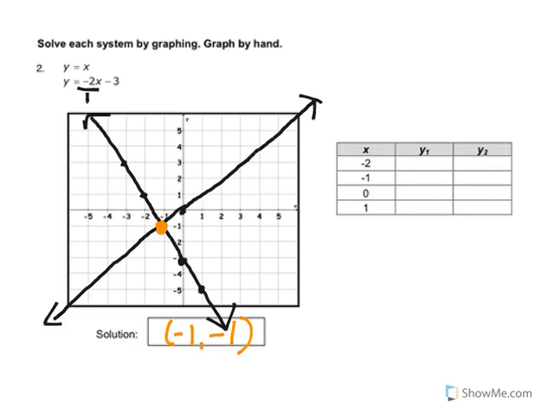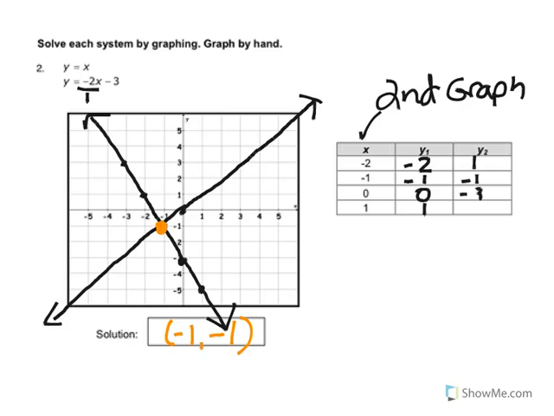Now, you can also go to your table and put in these values for x. Remember, to get to the table, you're going to hit second graph. Then we're going to look at where x equals negative 2. And we get negative 2, negative 1, 0, 1. And then on the other one, we have positive 1, negative 3, negative 5. And so we can see right here, this is the place where both the y values are exactly the same. So the solution is negative 1, negative 1.